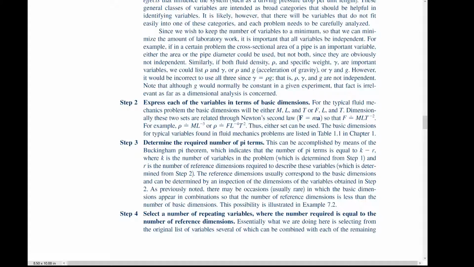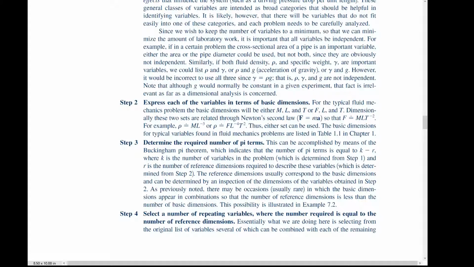Similarly, if both fluid density ρ and specific weight γ are important variables, we could list ρ and γ, or ρ and g, acceleration of gravity, or γ and g. However, it would be incorrect to use all three since γ equals ρg. That is, ρ, γ, and g are not independent. Note that although g would normally be constant in a given experiment, that fact is irrelevant as far as a dimensional analysis is concerned.